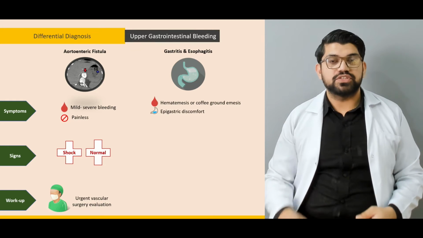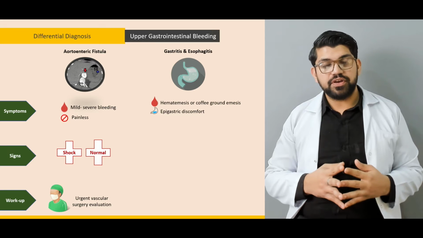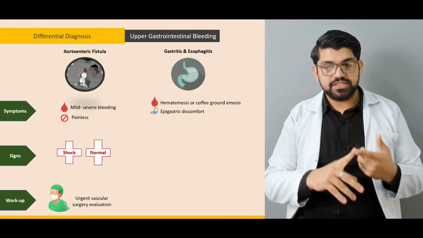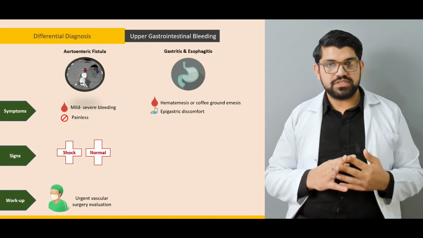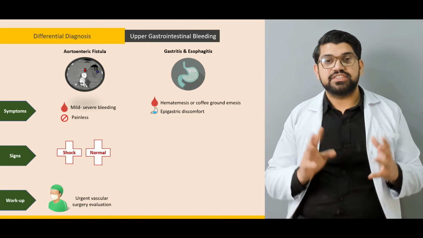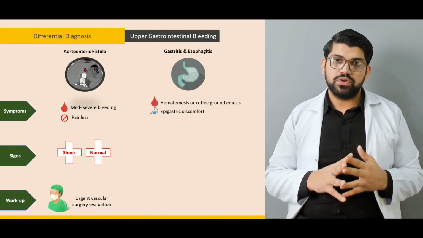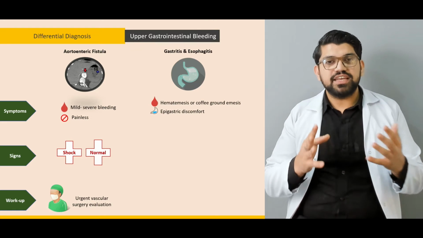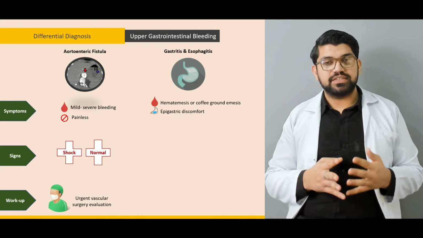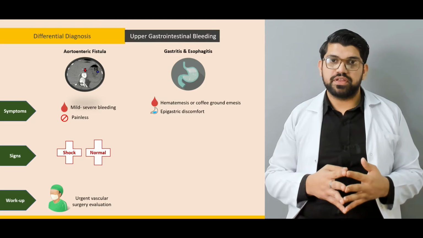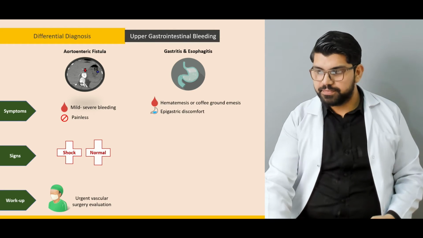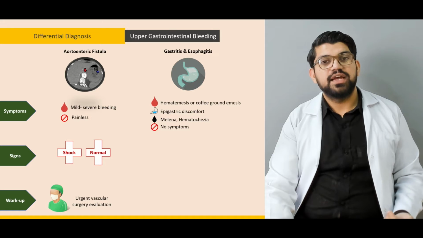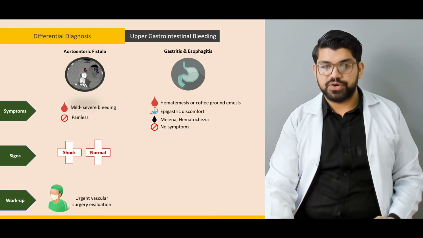So it can be associated with epigastric discomfort and signs of upper GI bleed, which include hematemesis, as mentioned, or coffee ground emesis, melena, that's tarry black colored stool, or hematochezia. Hematochezia is more common in lower GI bleed, but at times can be associated with upper GI bleed. So melena and hematochezia, at times, are painless or have no symptoms.